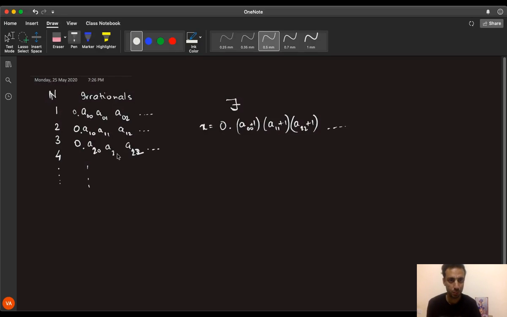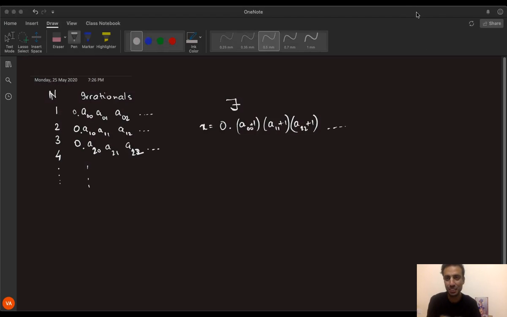Two zero, 1 and 2 2. So this third entry is A22 plus some other, which means this digit is not the same as this digit. So this number is certainly not equal to this number. In this way you construct a new number which is not equal to any of these numbers.